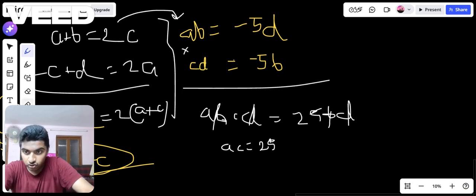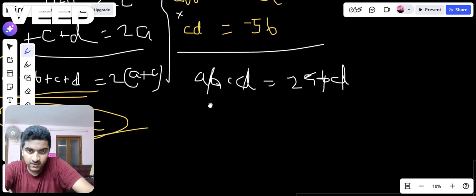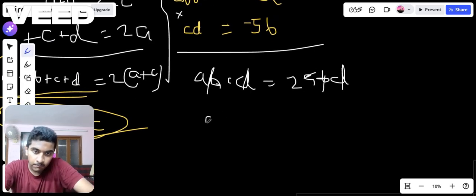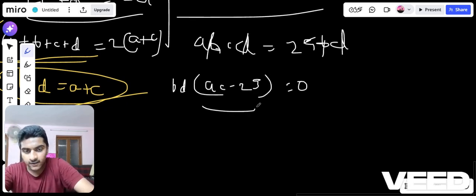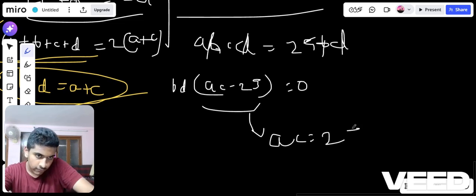So what is the actual right procedure? The actual right procedure is to just bring this whole term to the other side. So instead of directly cancelling, you get ac minus 25 multiplied by bd is equal to 0. So we get this equation. Of course it's more like a general quadratic equation, and now we know that either ac is equal to 25, or b and d are 0, b into d is 0, right?